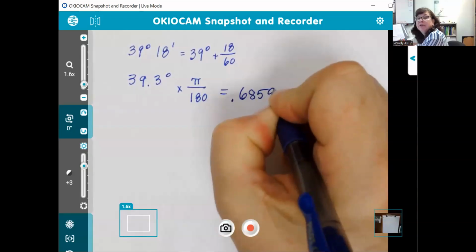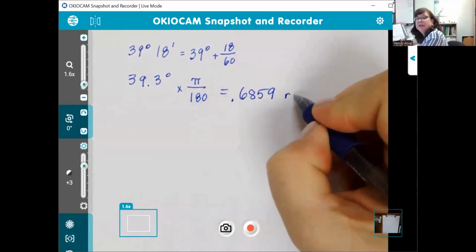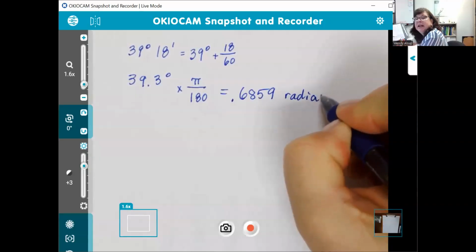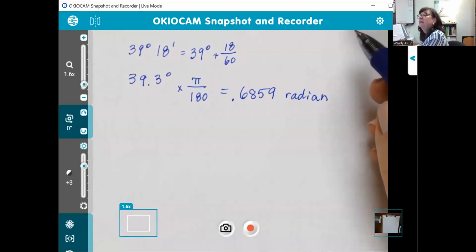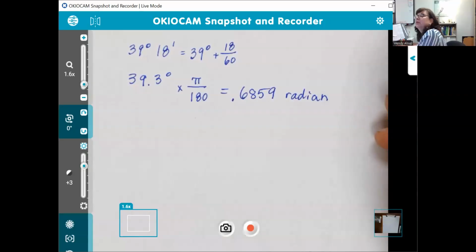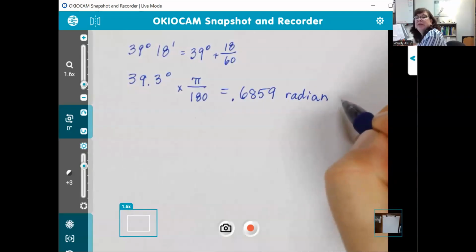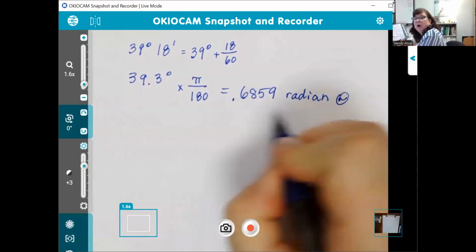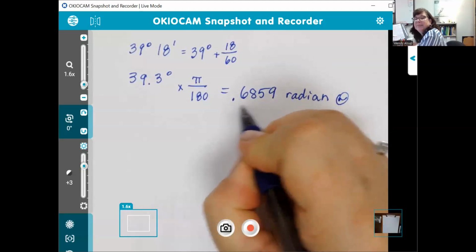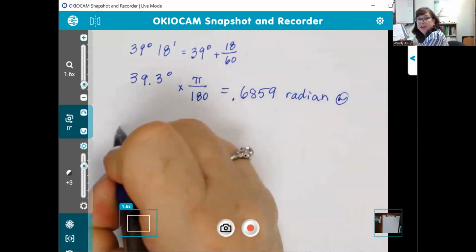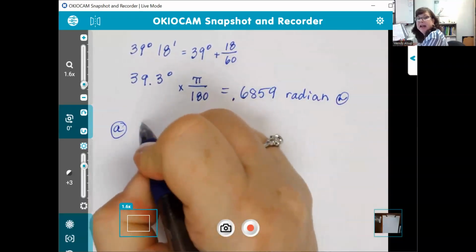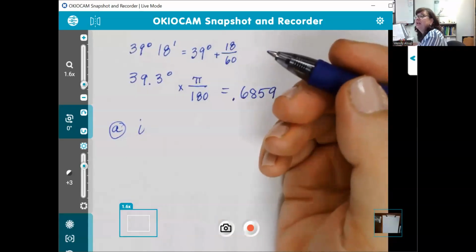At the end, I'm going to round to 2 decimal places, but I'm not quite ready for that yet. So this is the radian. In our formula, this was the theta. This is the location, degree, north latitude, that's the location at Maryland. So this was our theta, and for all 3 of our problems, we're going to have the same theta, 0.6859 radians.